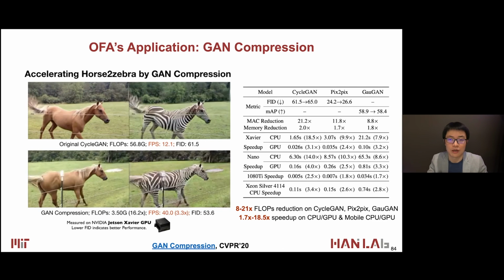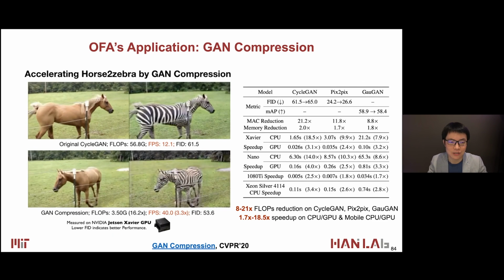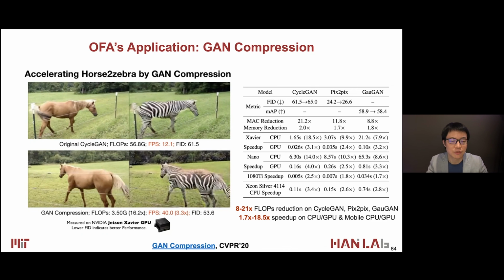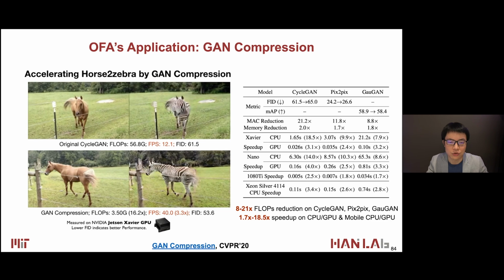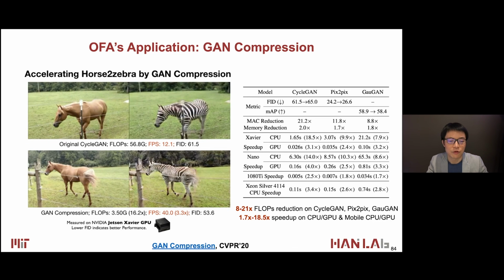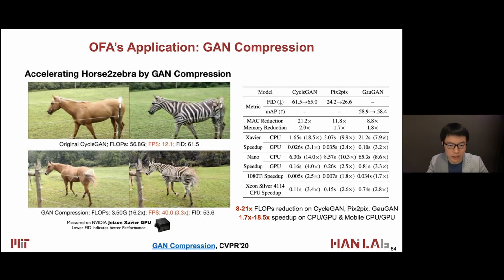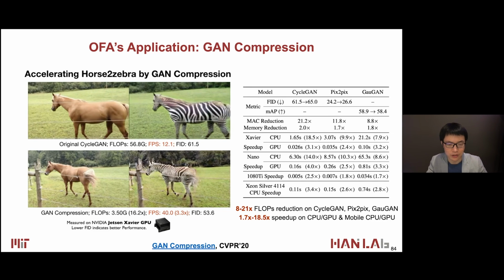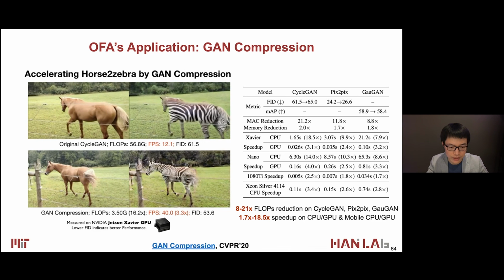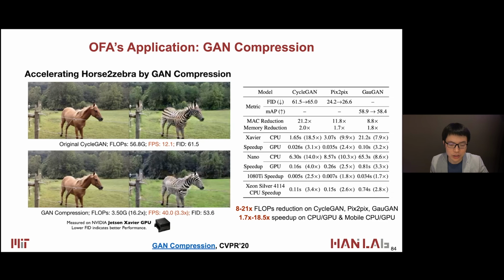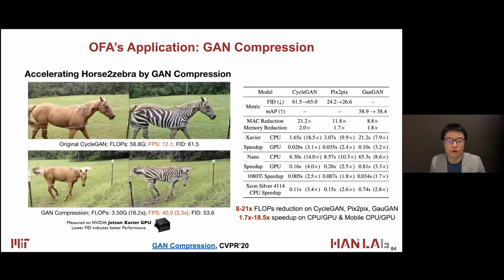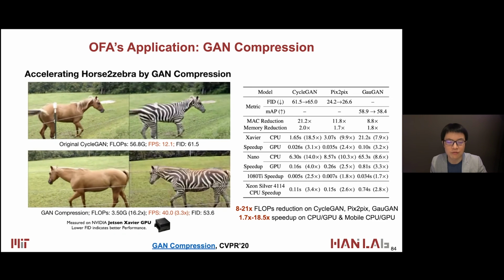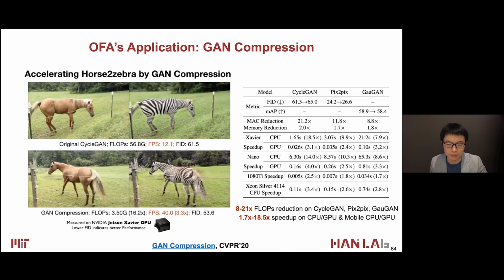Here, we also apply OFA to GAN to compress GANs. So for example, here is accelerating horse to zebra, the classic pixel-to-pixel model, right? Before compression, we can run it at only 12 frames per second. You can see it slowly making progress. And after compression, it runs on the same piece of hardware, the Jetson Xavier mobile GPU. It runs much faster at 40 frames per second with an even lower and better FID.